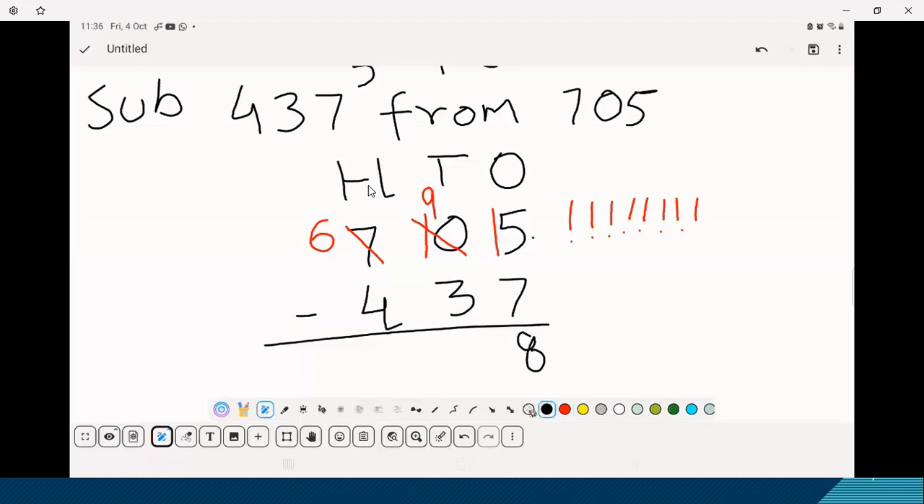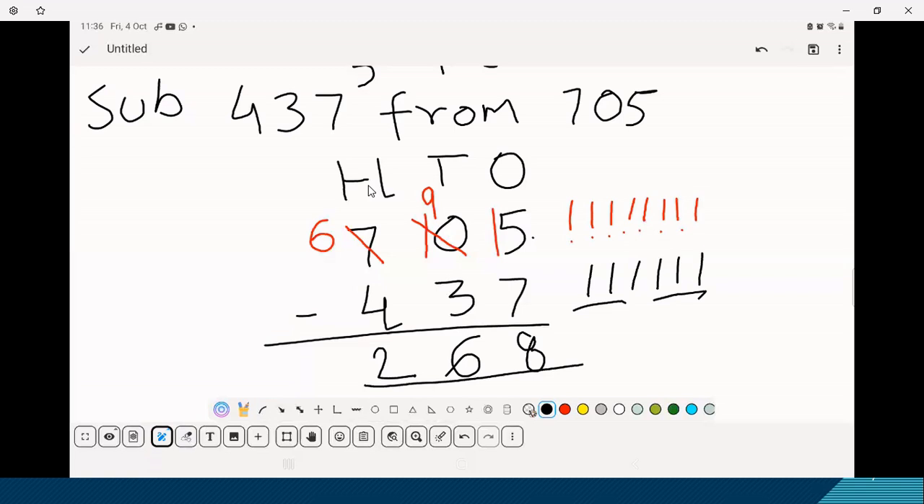Okay, now 9 minus 3. We have to count till the 9 after 3. 4, 5, 6, 7, 8, 9. So that is 3 and 3, 6. The 6 will be the answer. Now 6 minus 4 is 2. This will be the answer. I hope there is no problem.